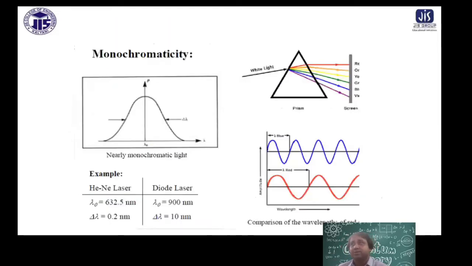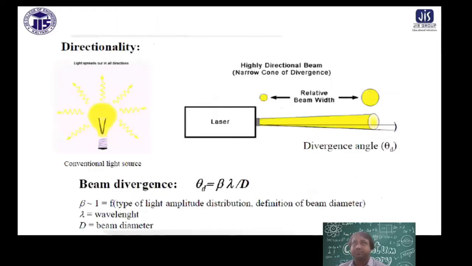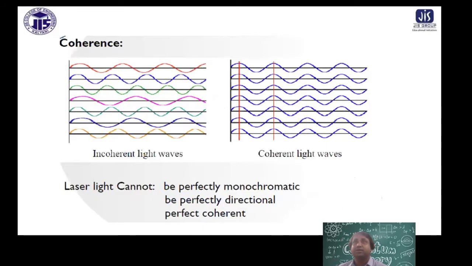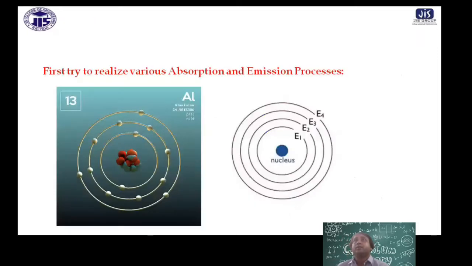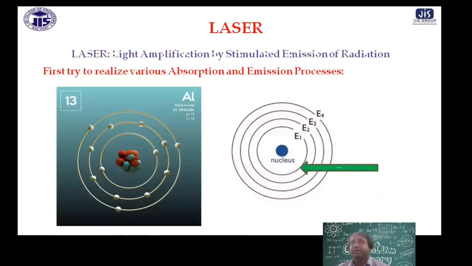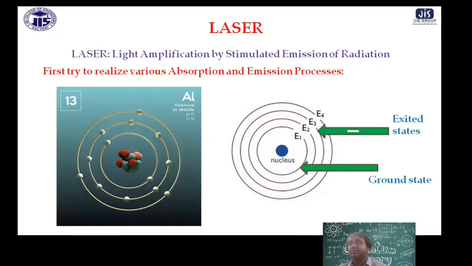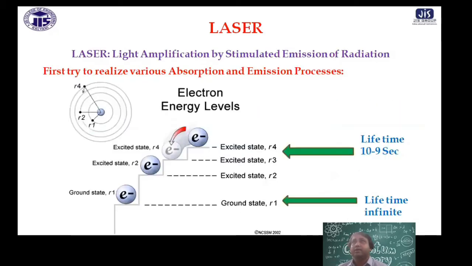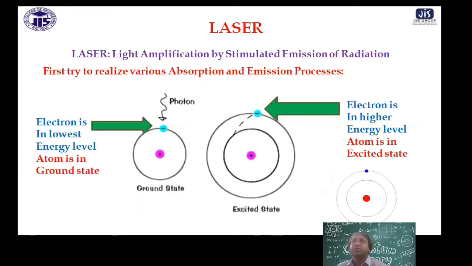So these are some more information. Highly monochromatic, divergence is very low, so highly directional and highly coherent. As you can see there, coherence is the key. And after that, I have given the concept of ground state and the concept of excited state. It's a law of nature that everybody wants to be in the ground state. So the idea is that these are the concepts.